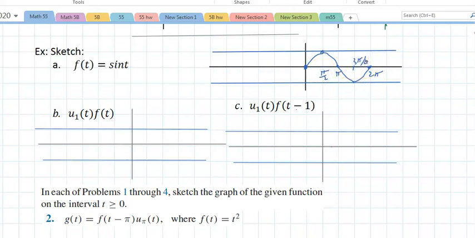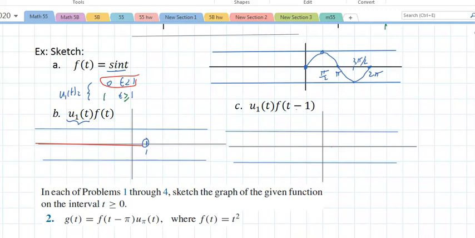So, if I take this function, this is f of t, and I tag a u1 of t, what does that mean? Well, u1 of t, we are familiar with that. u1 of t is simply, if t is less than 1, that's a 0. So 1 and to the left, that's going to be a 0. And t bigger than or equal to 1, it's a 1. So it's going to only start at 1. Well, what does that mean?